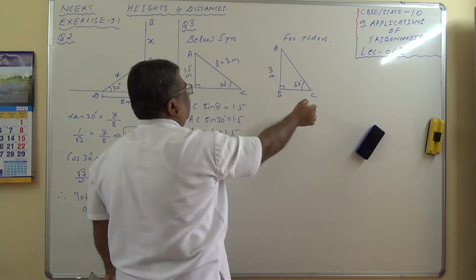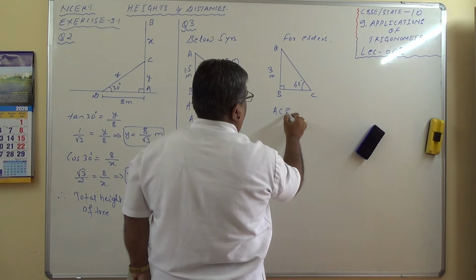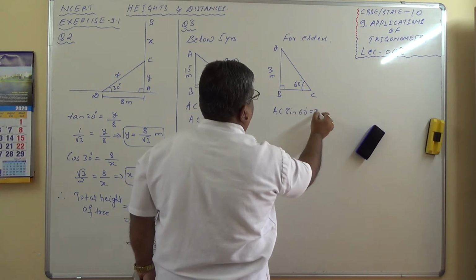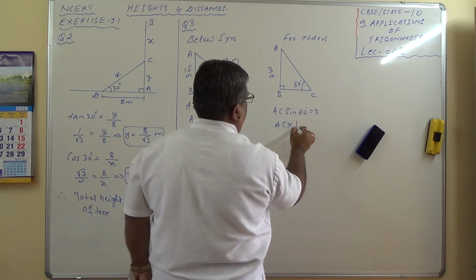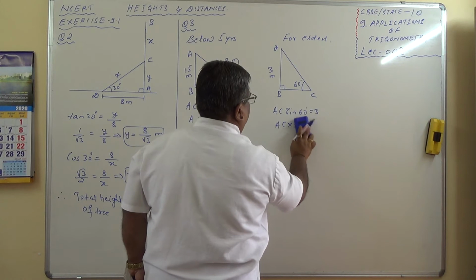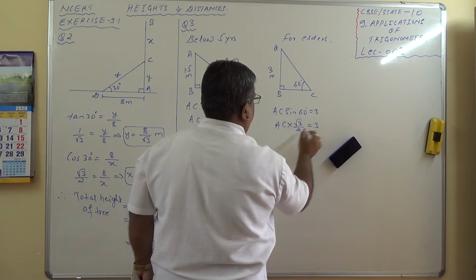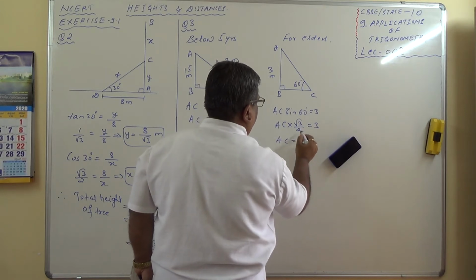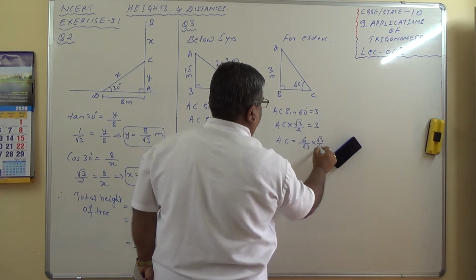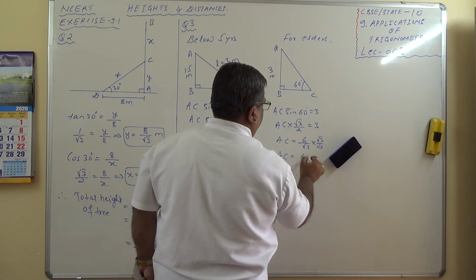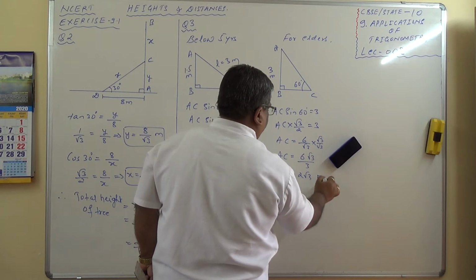And here, AC sine 60 equals 3 meter. So AC into sine of 60, which is root 3 by 2, equals 3. So AC equals 2 into 3, 6 divided by root 3 into root 3 by root 3. So AC equals 6 root 3 by 3. So AC equals 2 root 3 meter.